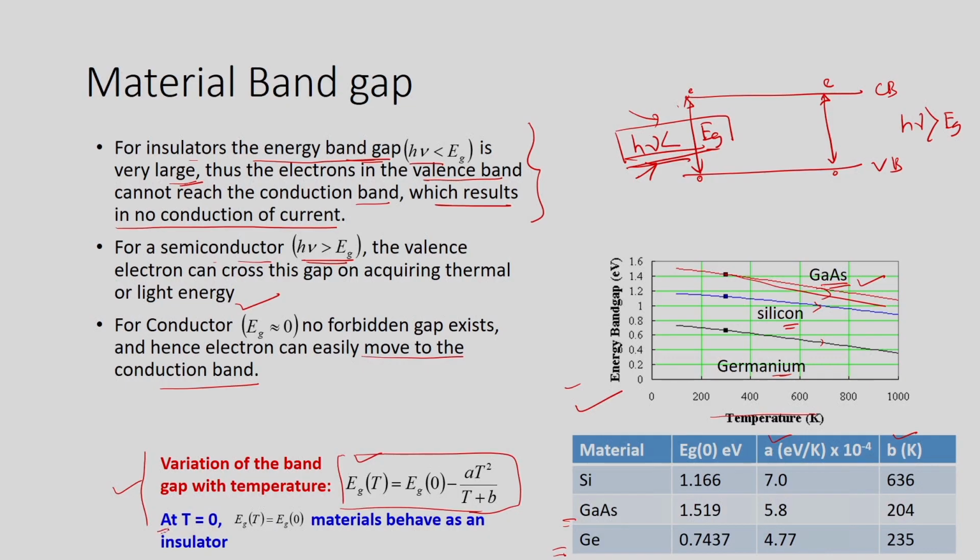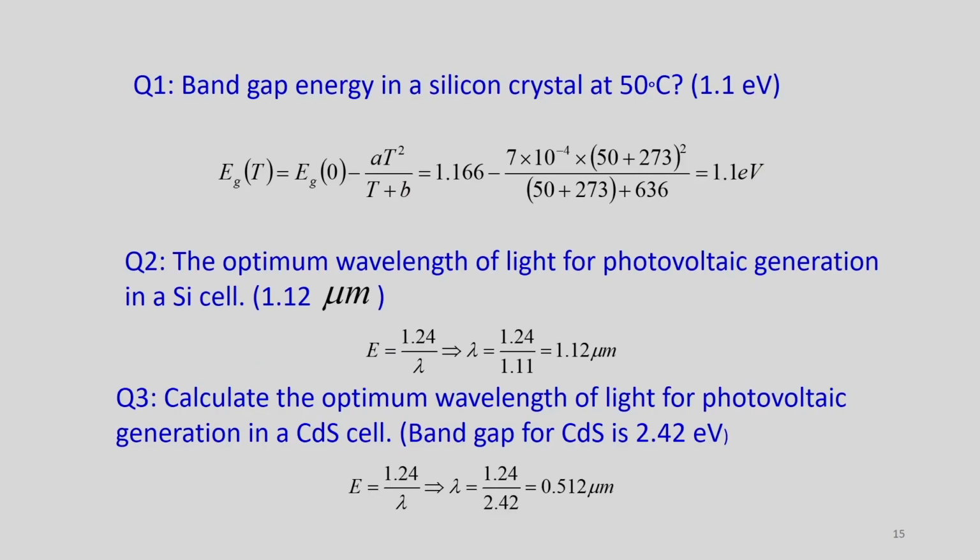So, at T equal to 0, at absolute zero temperature, Eg is E0 and the material behaves as an insulator. We should keep in mind that in order to excite an electron from the valence band to the conduction band, the temperature has to be more than absolute zero. Okay, now let us do some kind of analysis.